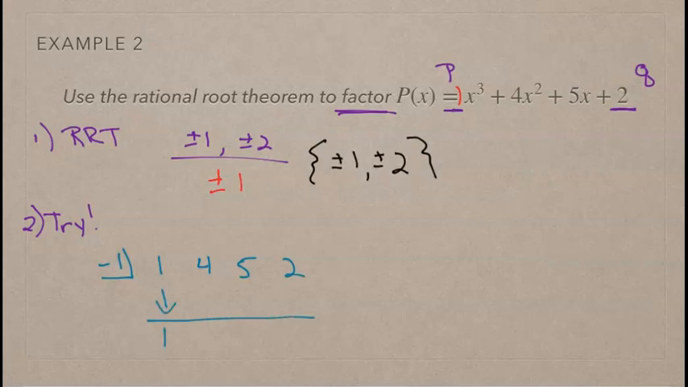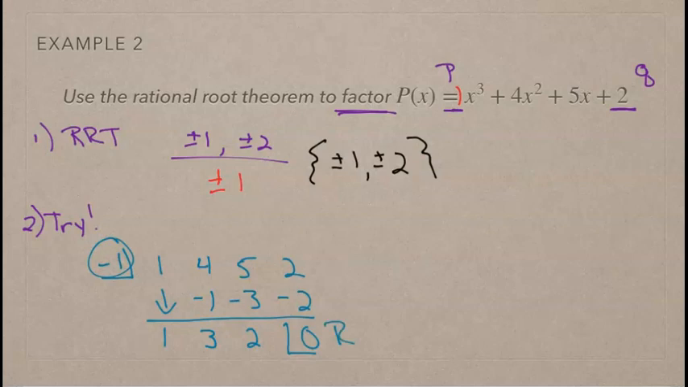So I bring down the 1. Negative 1 times 1 is negative 1, 4 plus negative 1 is 3. Negative 1 times 3 is negative 3, 5 plus negative 3 is 2. Negative 1 times 2 is negative 2. Hey, this is exciting. Remainder 0. So I have found a root, a 0 of this function, and that is negative 1. And it works because it has a remainder of 0.